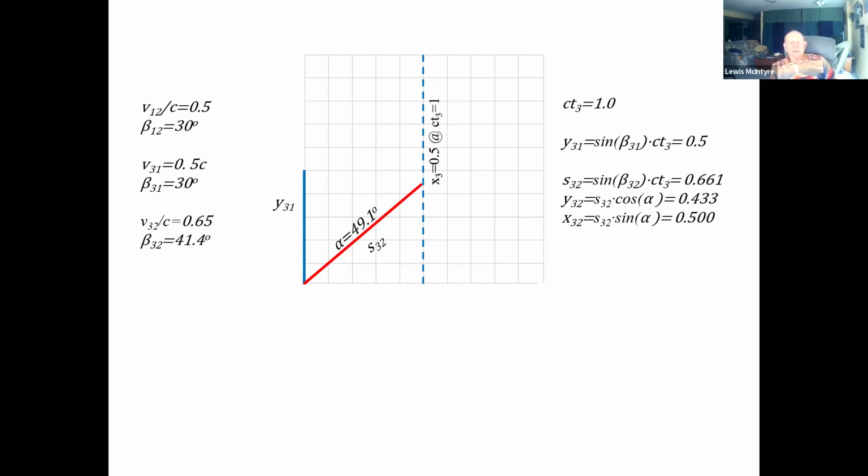Alpha decreases as we increase the recessional velocity to half light speed. And the total velocity between S3 and S2 is now much less than the vector sum of sine beta 31 and sine beta 12. The x component of V32 remains 0.5.